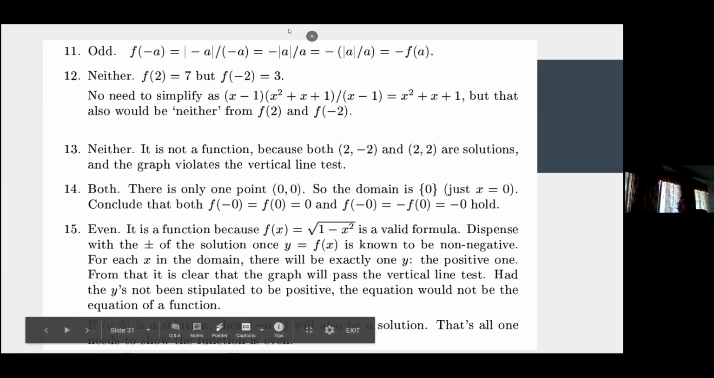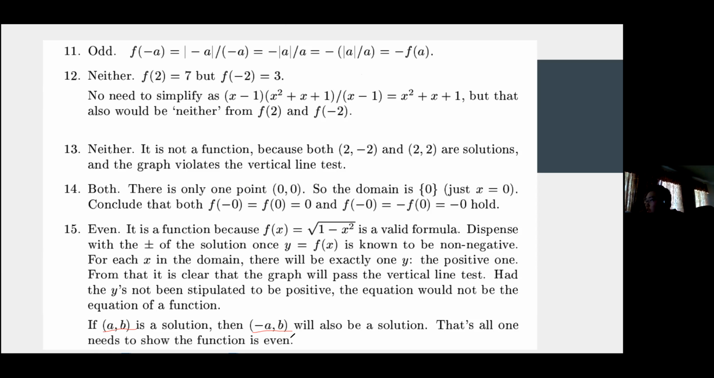And here's just one more thing I wrote, which I wanted to outline or highlight. So basically, if (a, b) is a solution, then (negative a, b) will also be a solution. That's all we need to show that the function is even. Meaning that all we need to show is that f(x) equals f(negative x). Right? So if we can show that any point (a, b) must map to the point (negative a, b), then we're done. Right? So we basically show this mapping.